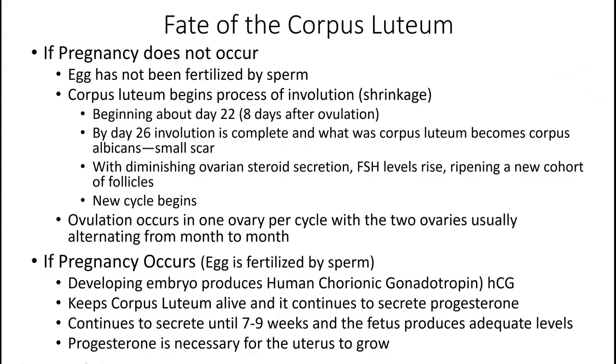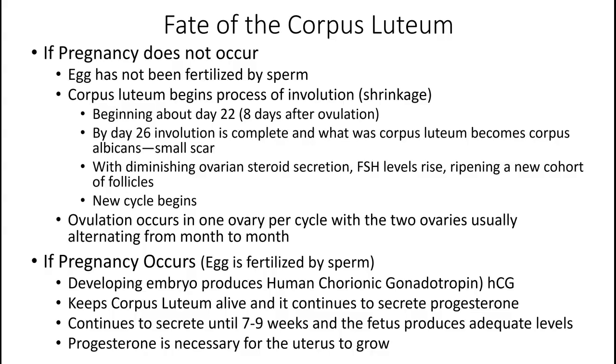Now, the last thing has to do with what if the egg is fertilized? What if it isn't? So if pregnancy does not occur, this means that the egg has not been fertilized. So what happens to the corpus luteum is that it starts to shrink. This is what we call involution. And then it becomes this scar tissue, this corpus albicans. So it's no longer secreting that progesterone and estrogen. That's feeding back to the hypothalamus and anterior pituitary. So then FSH levels are going to start to rise, and we're going to start this cycle all over again.